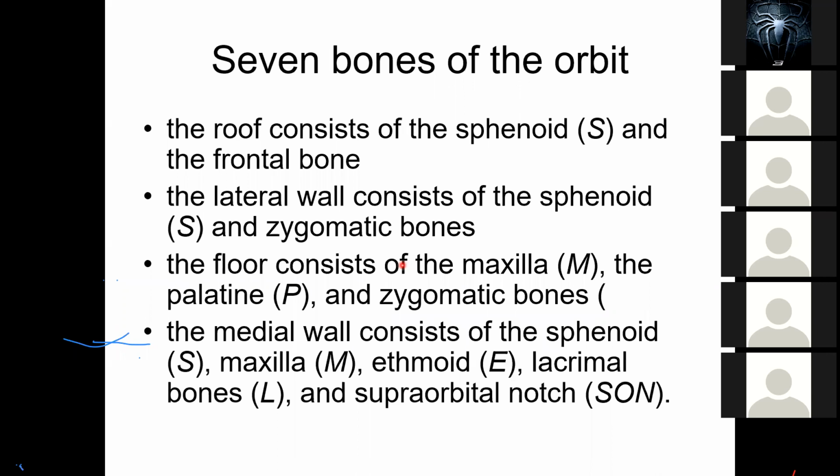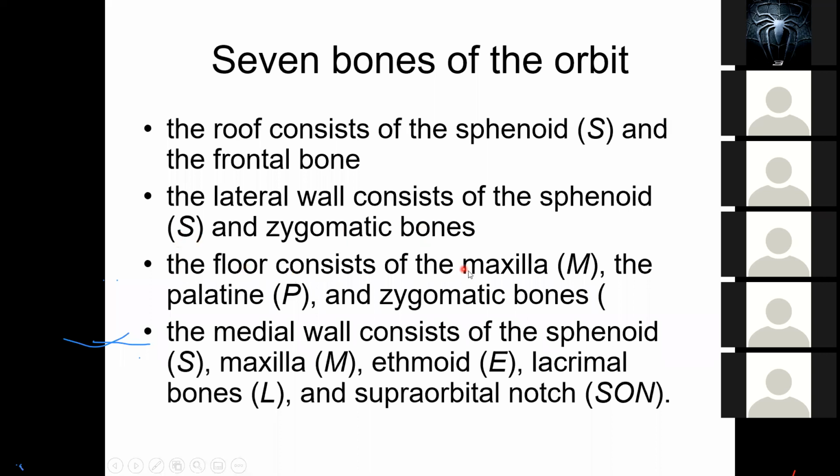Now, the orbit is made up of 7 bones. The roof of the orbit is made up of the sphenoid and the frontal bone. We'll look at a picture of that shortly. The lateral wall is made up also by the sphenoid bone again and the zygomatic bone.